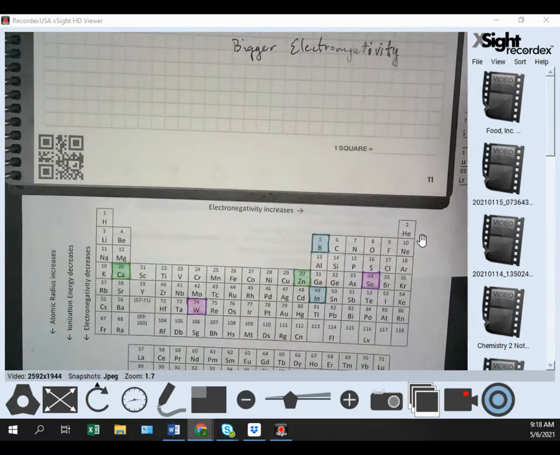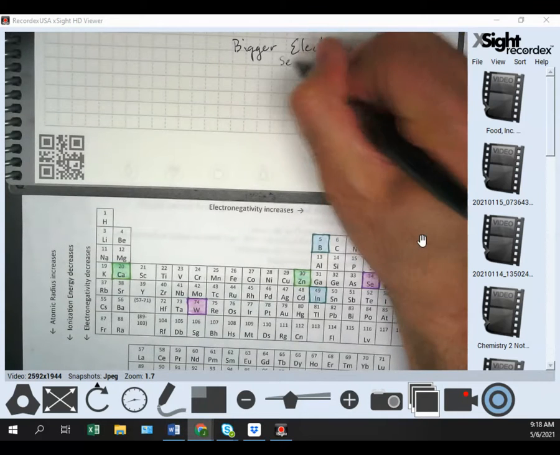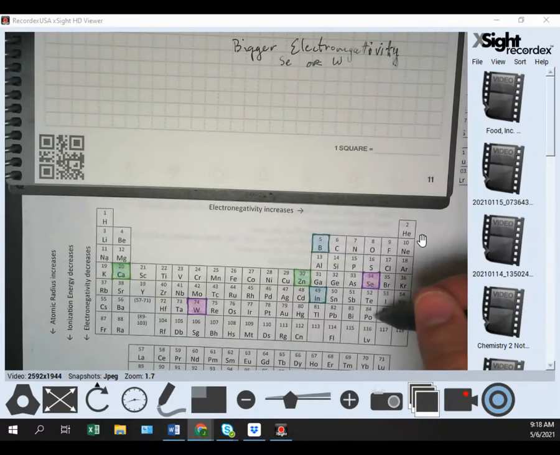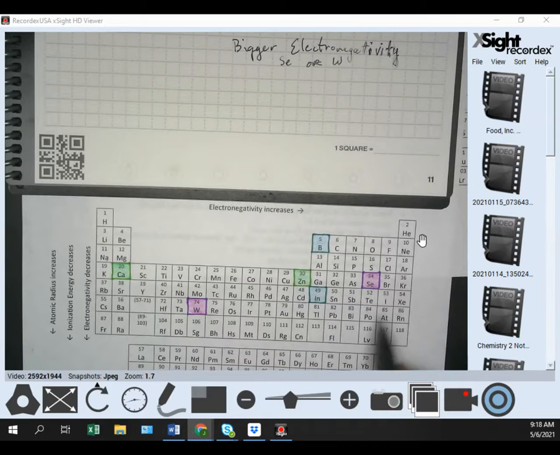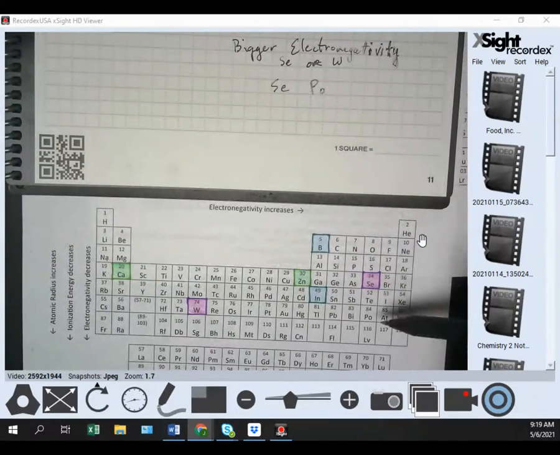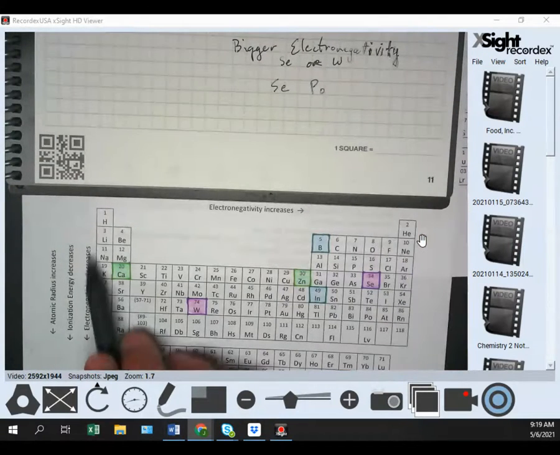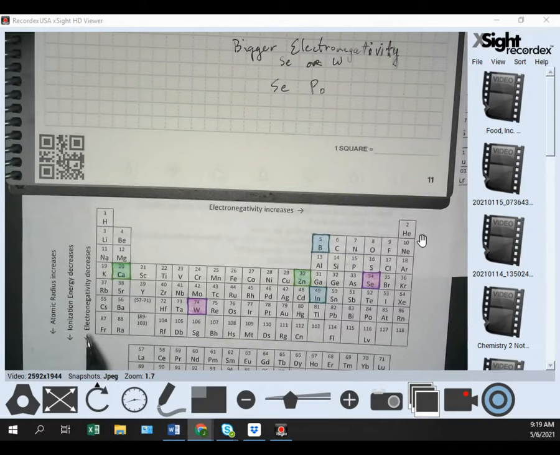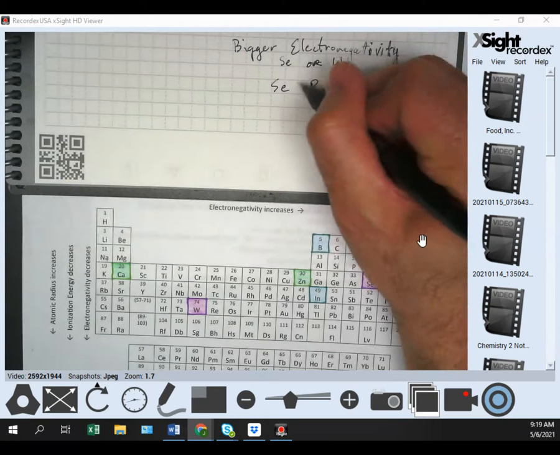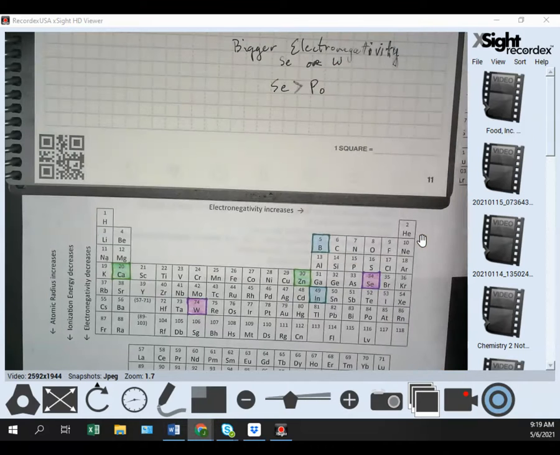Okay. So bigger electronegativity, Se or W. Okay, so I'm going to use Po. I'm going to look at Se and Po first. Se and Po, electronegativity, I want the bigger one. So electronegativity decreases as you go down, correct? So I'm using Se and Po. Which one is a bigger electronegativity? Se, because it's higher up. So I'm just going to use the greater than, less than symbols like in math. So Se is bigger than Po.